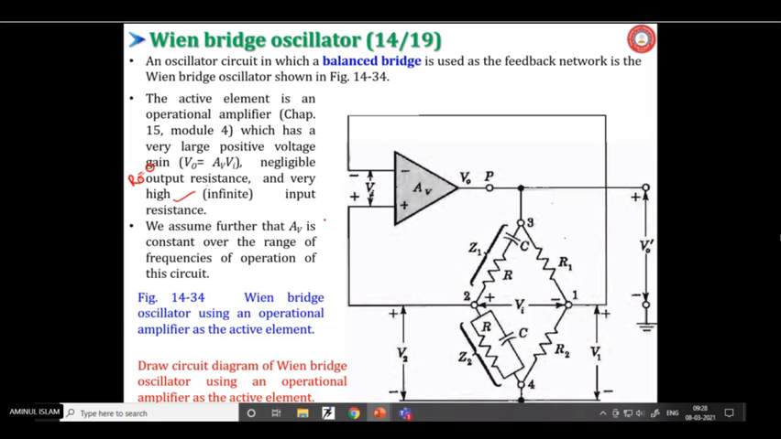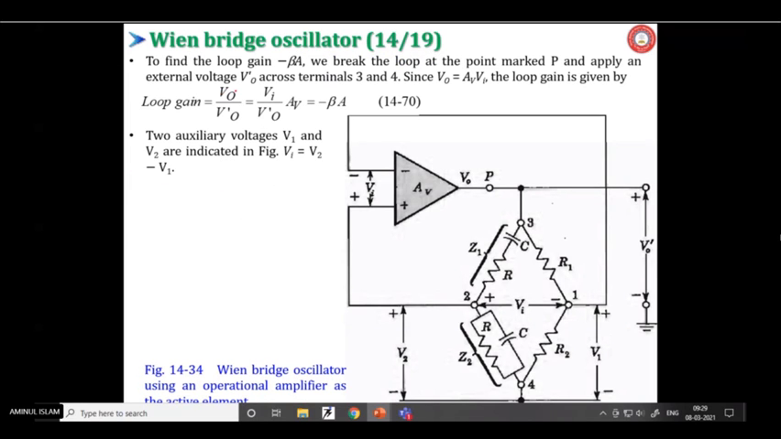We assume further that AV is constant over the range of frequencies of operation of the circuit. Gain of this amplifier is constant over a wide frequency range. To find the loop gain minus beta A, we break the loop at the point marked P and apply an external voltage VO prime. VO prime is applied at this point P with respect to ground.